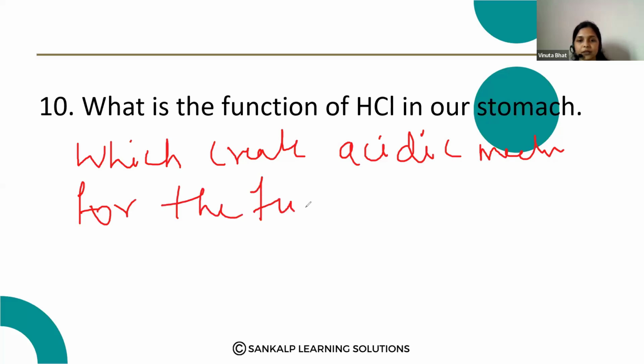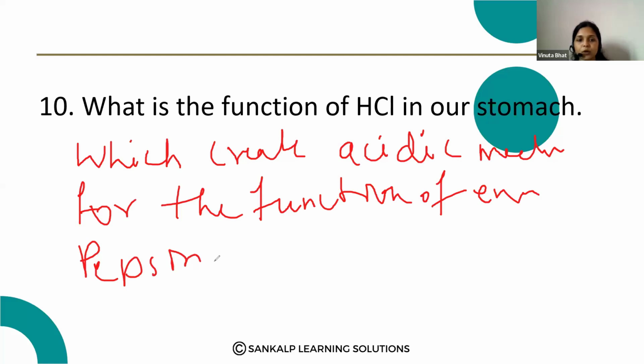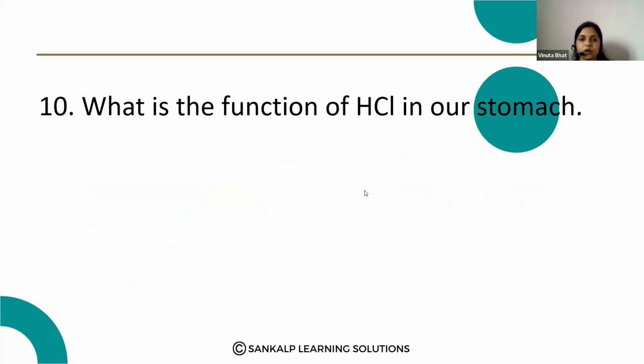for the functioning of the enzyme pepsin. Pepsin will perform its function only where there is an acidic medium. In a basic medium, it will not perform its work, so it will not digest the protein. So to create the acidic medium which influences the function of the pepsin, the HCl is used. You have to know the function of the mucus, HCl and pepsin, all three.